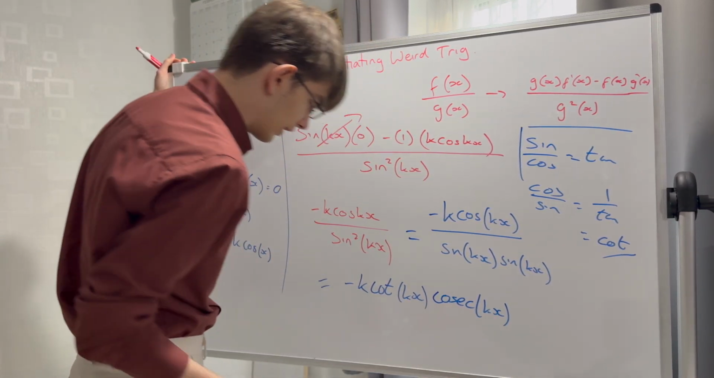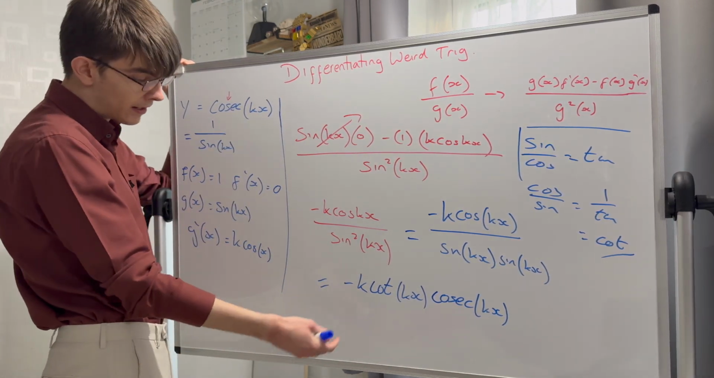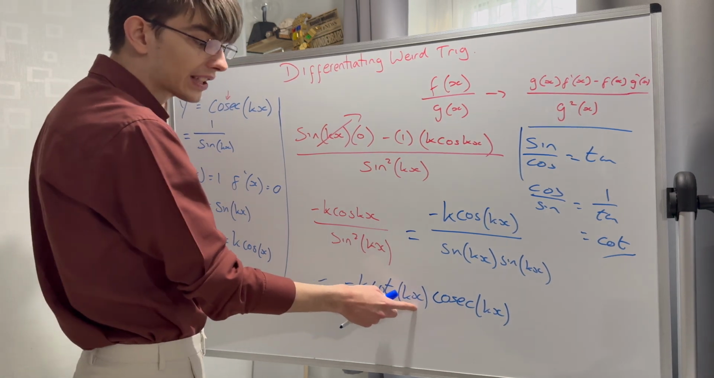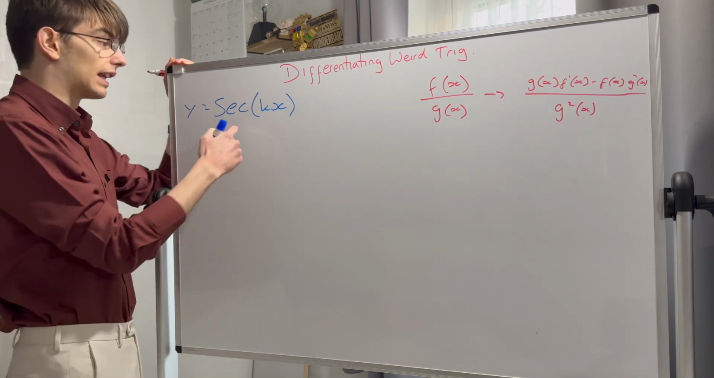So my final answer for this first one here, the derivative of cosec kx, no matter what k is, is going to be minus k cot kx cosec kx. Okay, next one, let's do sec.